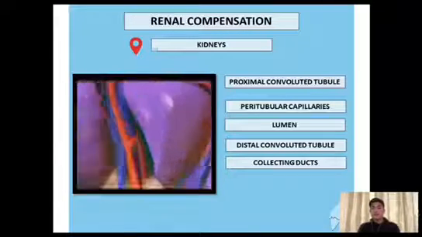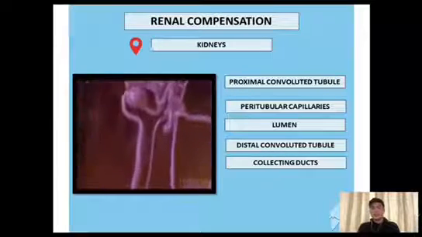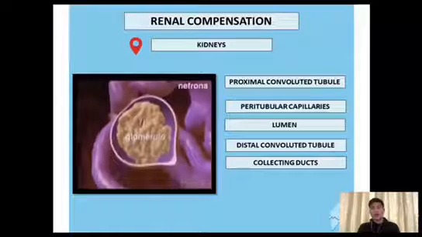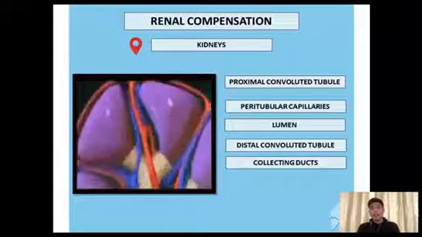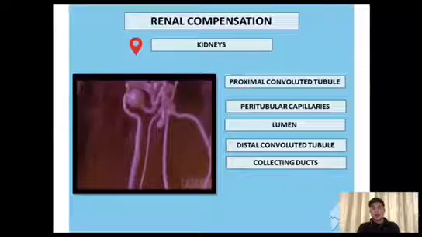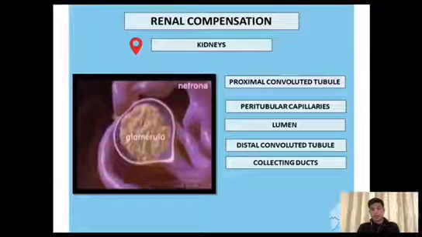For the third one is the renal compensation, which happens in our kidneys. What happens here is that it reabsorbs the hydrogen ions or the bicarbonate if needed. If you want to increase or decrease, then it can either secrete or reabsorb the hydrogen ions or the bicarbonate in our kidneys.